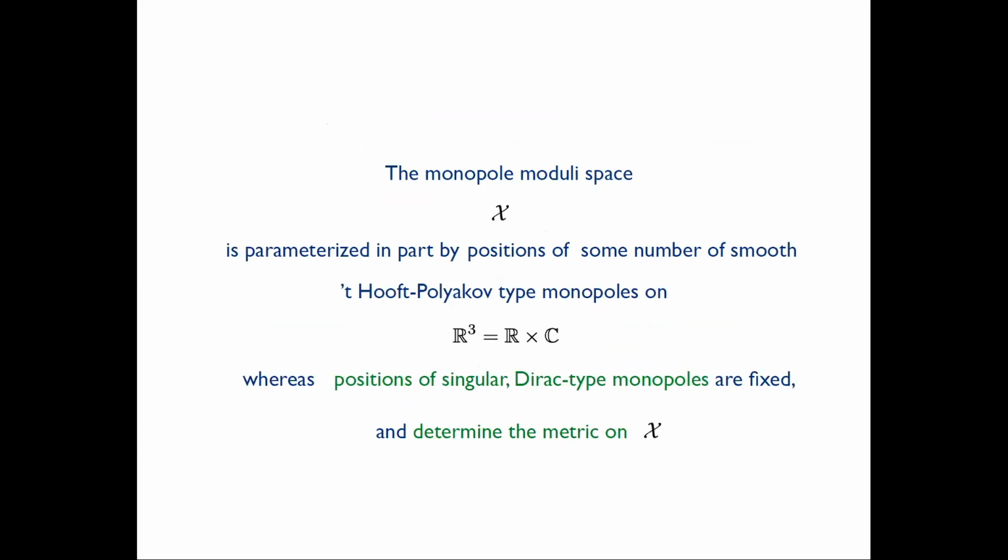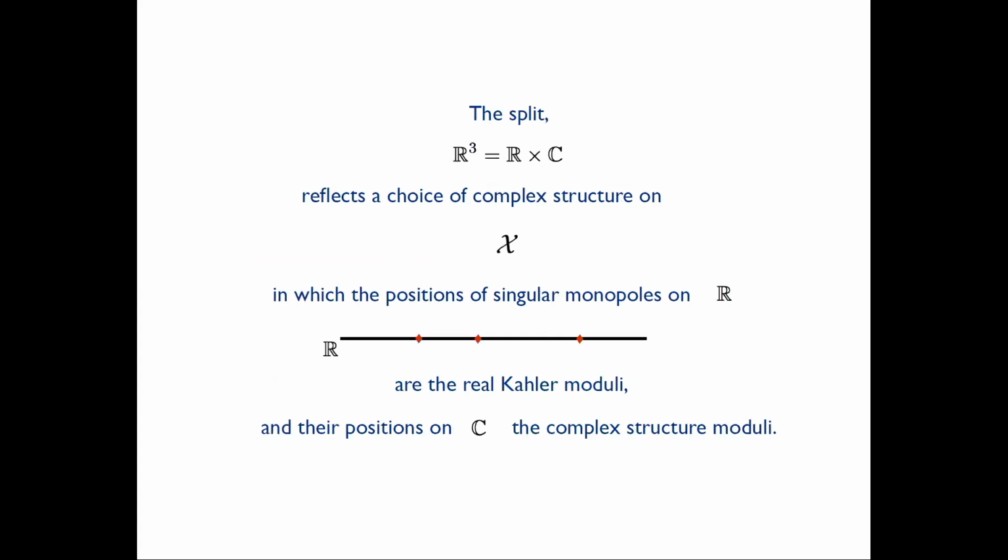But for now, we'll think about it as a monopole moduli space. The monopole moduli space is parameterized by positions of smooth BPS monopoles on R3, where we keep the positions of singular monopoles fixed. The singular monopoles tell us where not to go, and they also determine the matter. So we'll split R3 into R times C, and so positions of singular monopoles in R are the real Kähler moduli, while positions in C are the complex structure moduli.